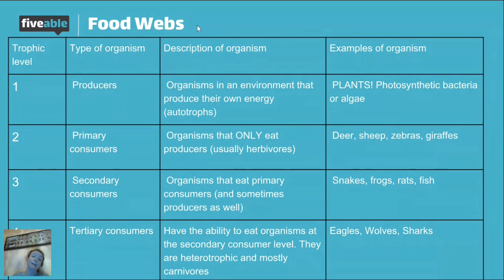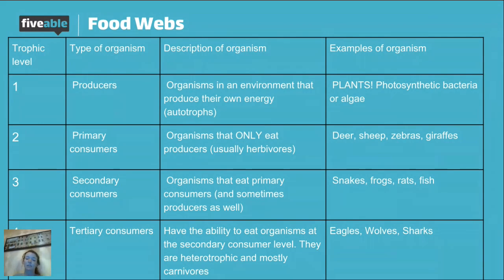Okay, so then we have our primary consumers. Primary consumers, again, they only eat producers. They're usually herbivores, deer, sheep, zebras, giraffes. Those are all good examples of primary consumers. Secondary consumers then eat primary consumers and sometimes also producers. Snakes, frogs, rats, fish can all be secondary consumers, but it really depends on the food web that you're looking at, because a snake could also potentially be a tertiary consumer depending on what type of mouse or rodent it's eating. It really just depends.